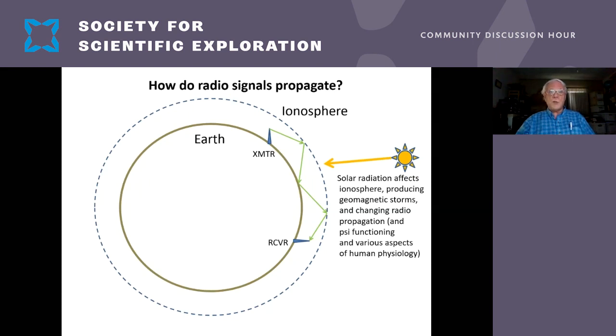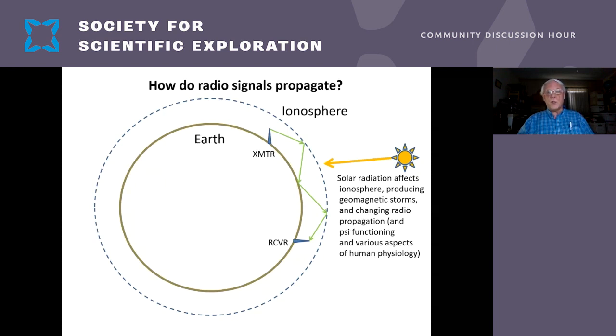Now, one of the major things that affects the ionosphere and affects the ability of all this to work is solar radiation. And solar radiation, I'm not going to get into any of the details of how the sun works today. That gets into a whole complicated area. But the idea is that it affects the ionosphere and can produce geomagnetic storms, and that changes radio propagation.